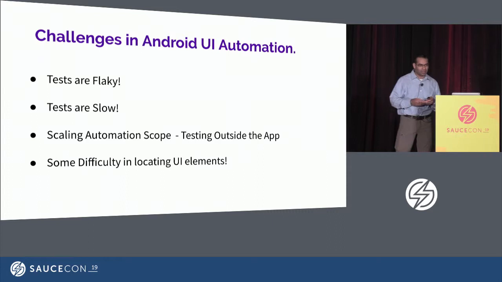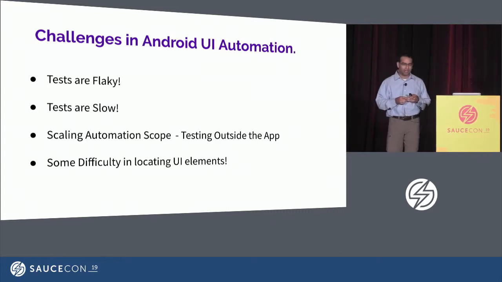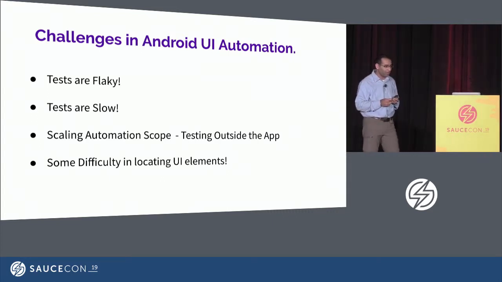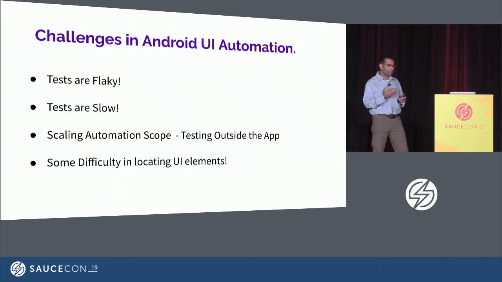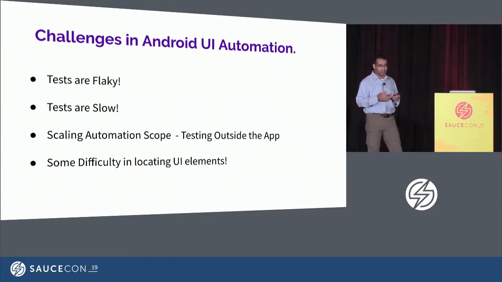Some of the challenges we face in Android UI automation are very common challenges in the UI automation world, but I'm specifically targeting Android. Tests are flaky. That's a very common problem, and we face it all the time. And tests are slow. It takes long to run the UI tests, which is challenging because it adds to your testing time and becomes a bottleneck. And there's scaling, figuring out how to scale the automation.